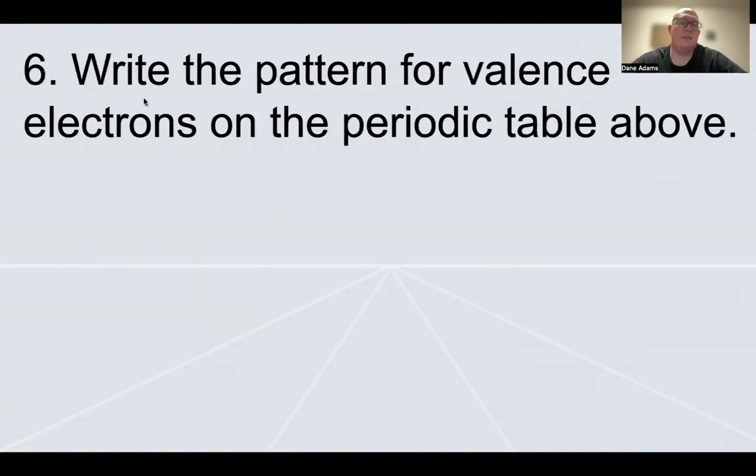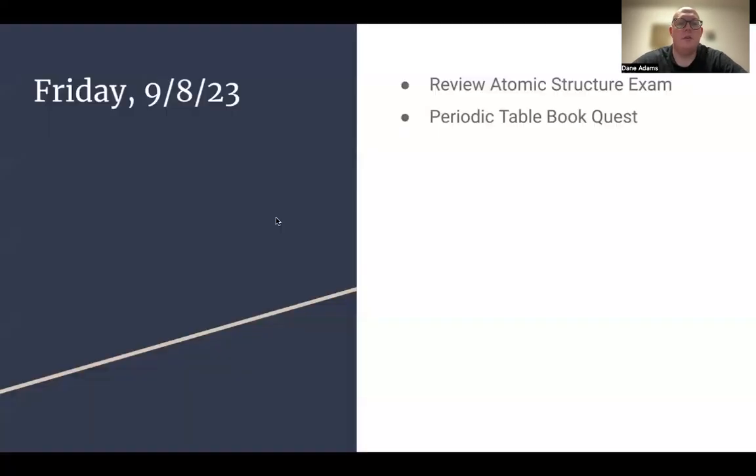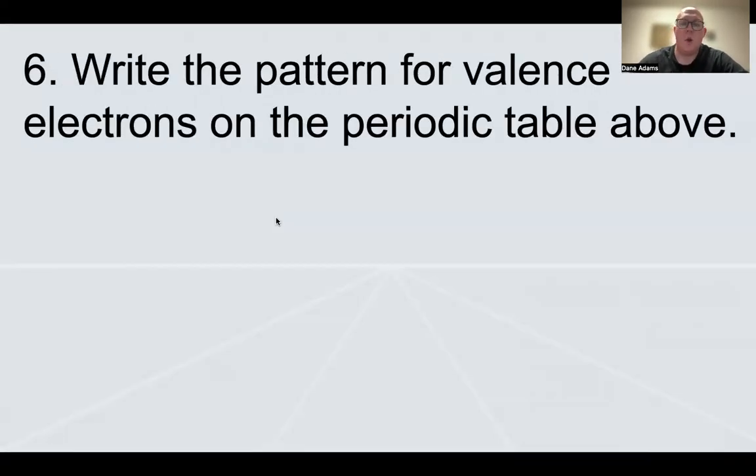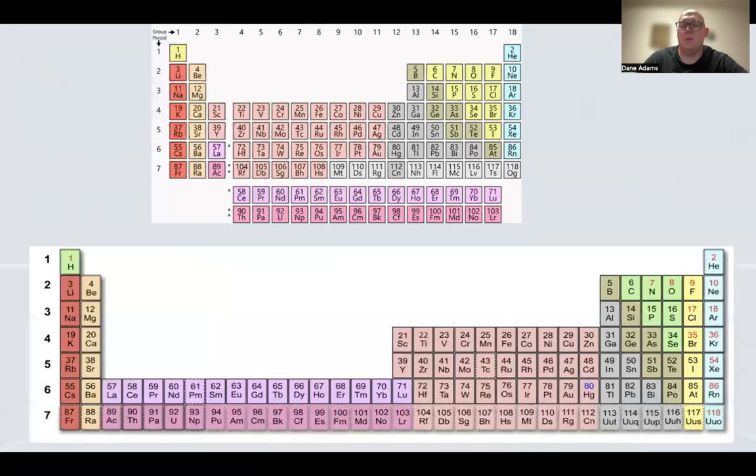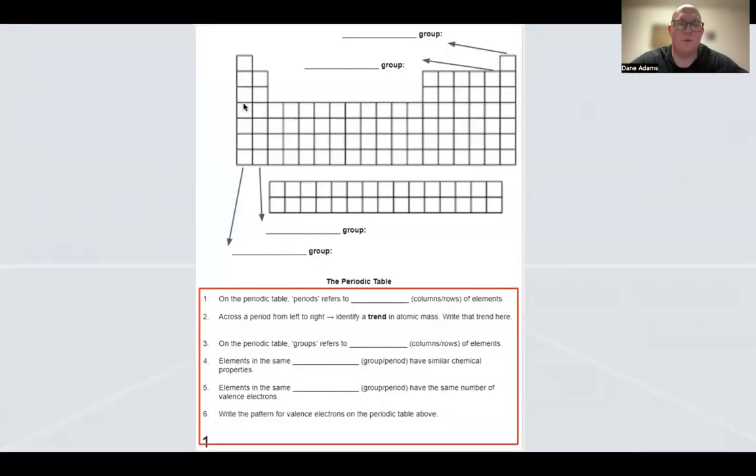Okay, lastly, number 6 on that page says write the pattern for valence electrons in the periodic table above. So what I want you to do here is we know that elements in the same column have the same number of valence electrons. That's well established, but we should be able to do a little bit better, right? For example, this first column here, all of these elements have the same number of valence electrons, but you should be able to tell how many they have based on the periodic table that you made. That's 1. Every element in this column has 1 valence electron.